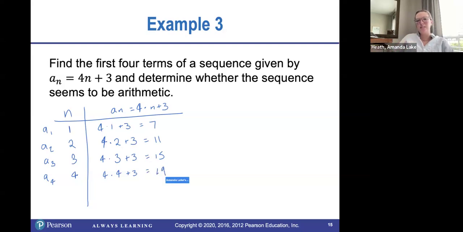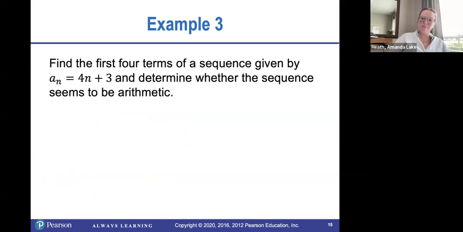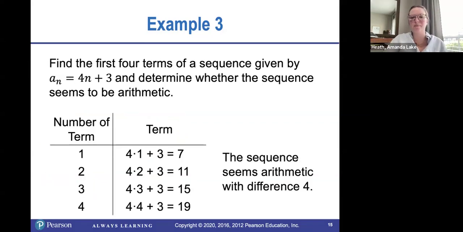So the question is, does this sequence seem to be arithmetic or not? Is there the same difference between each of these terms? What's the difference between 7 and 11? We would have to add 4 to get from 7 to 11. To get from 11 to 15, we also would have to add 4. To get from 15 to 19, we have to add 4. So it's looking like this would be an arithmetic sequence. And then here's the same work.